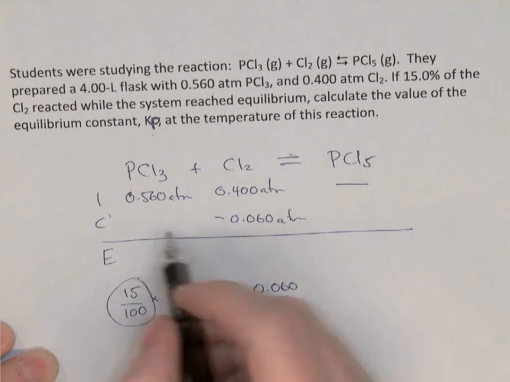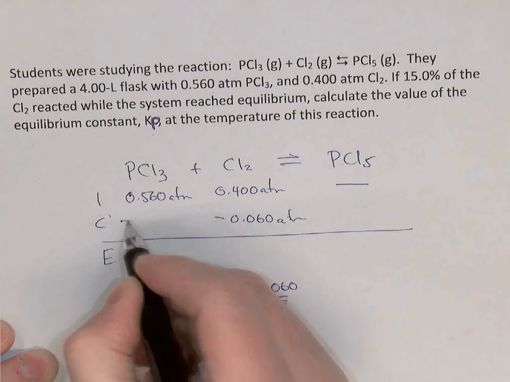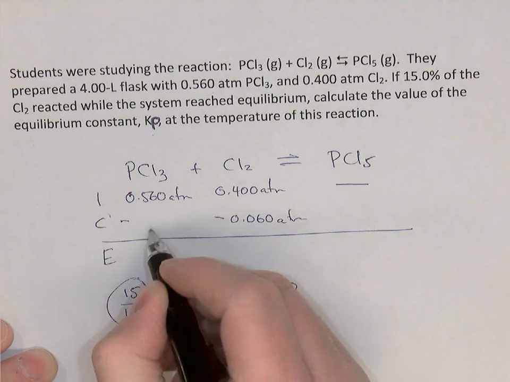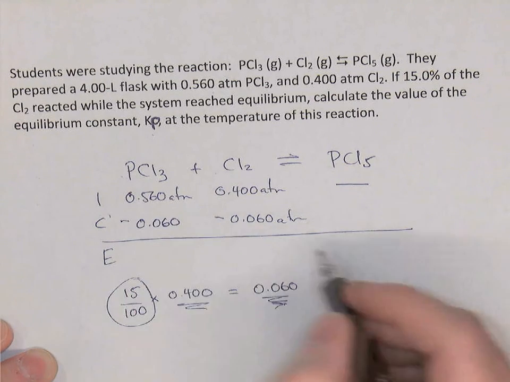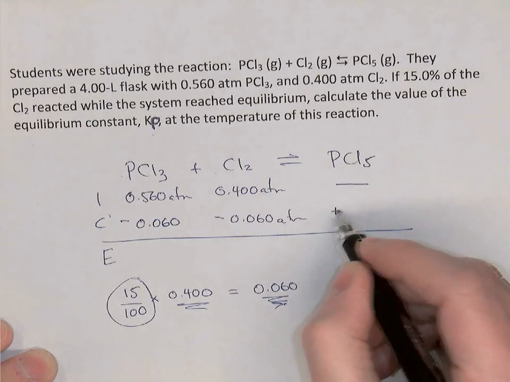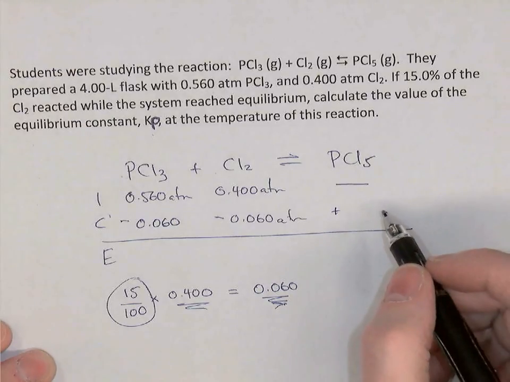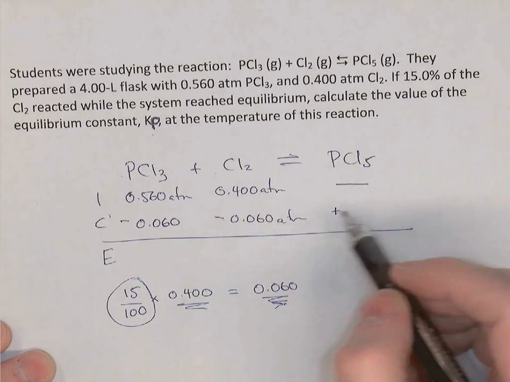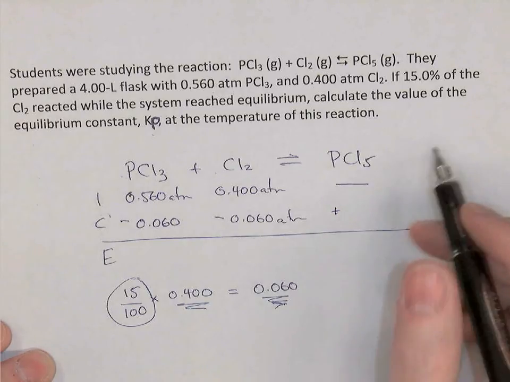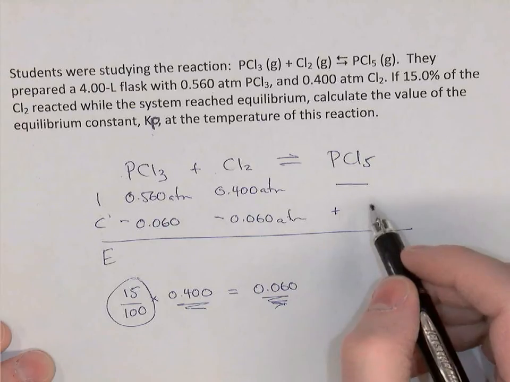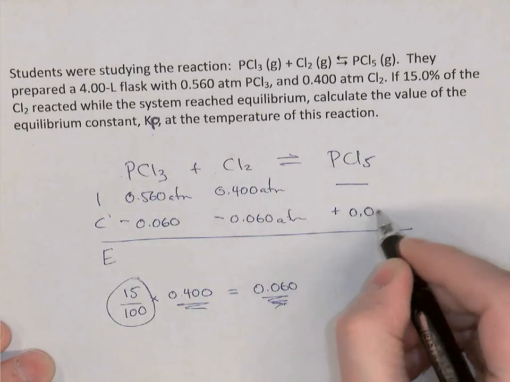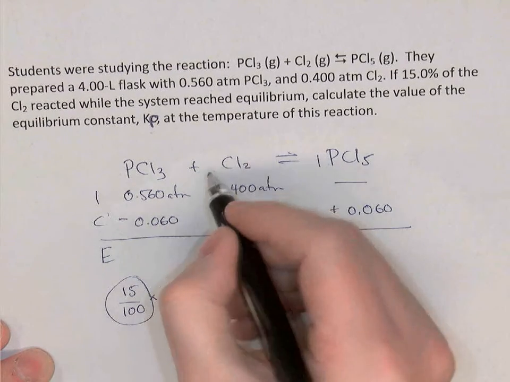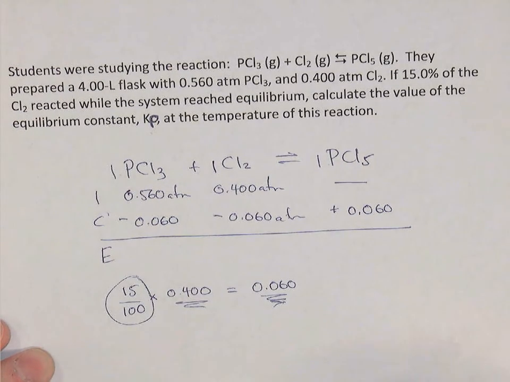So now I can fill in the other changes. The PCl3 is also going to lose because it's on the same side as chlorine. The ratio is 1:1, so it loses the same amount. The PCl5 is on the other side of the equation, and so therefore it's going to gain, not decrease. And it's also going to gain because it started with 0, right? You can't decrease if you start with nothing. And the ratio is still 1:1, so it'll gain the same amount. Its coefficient was a 1, the other coefficients were 1s, so everything here loses and gains the same amount.